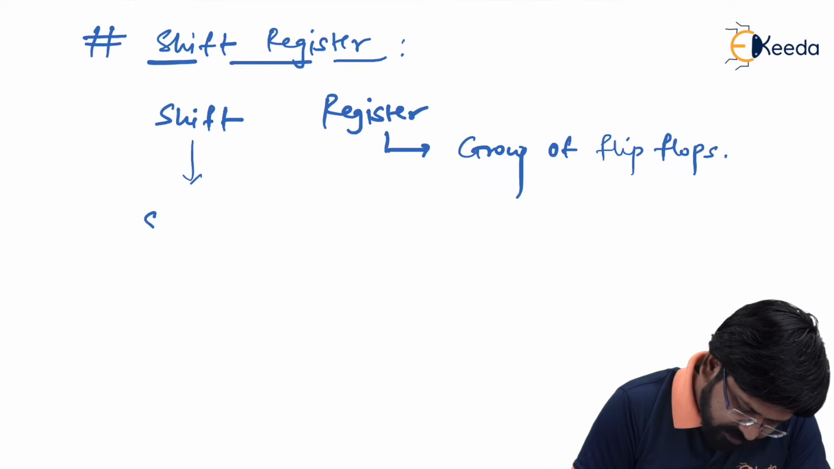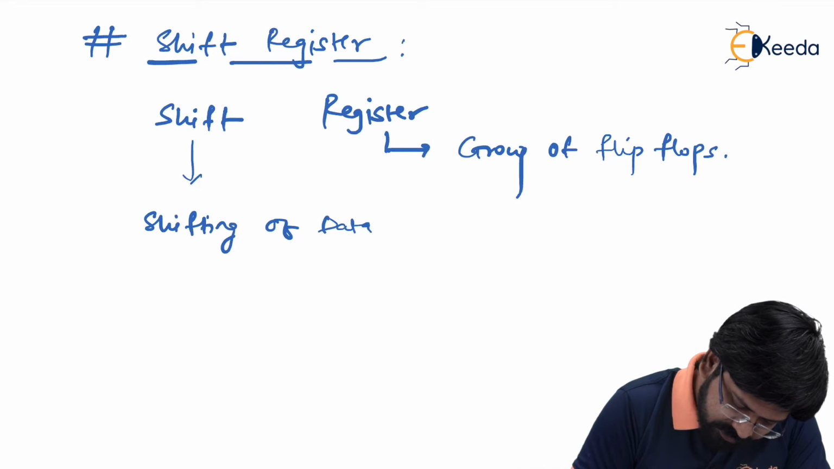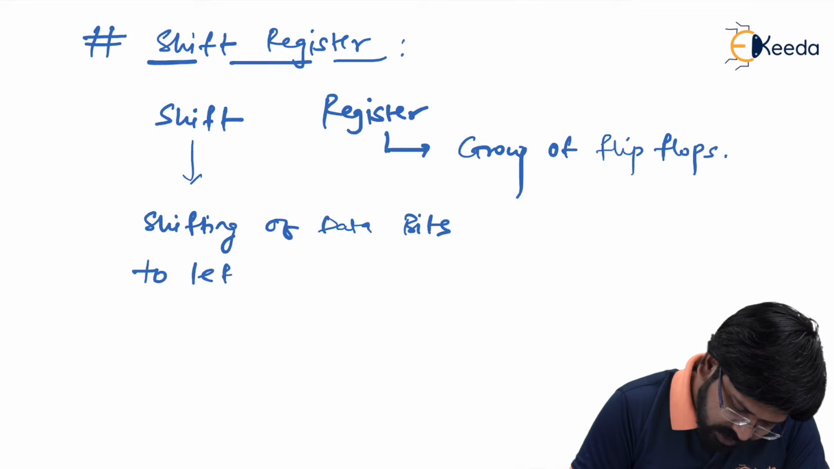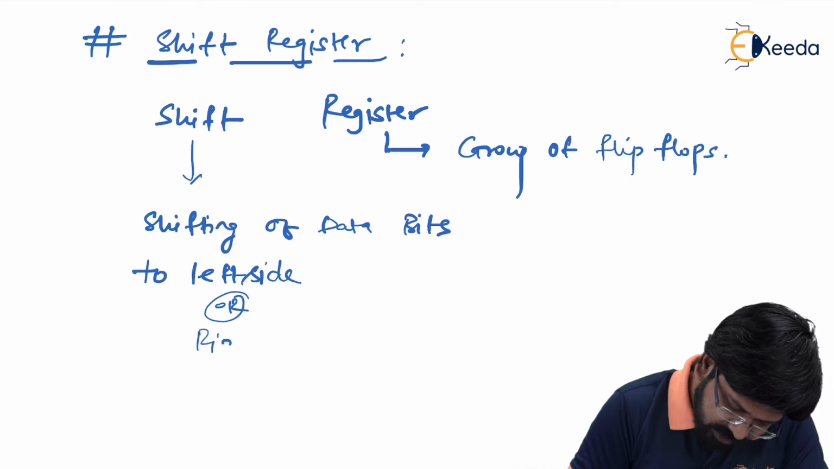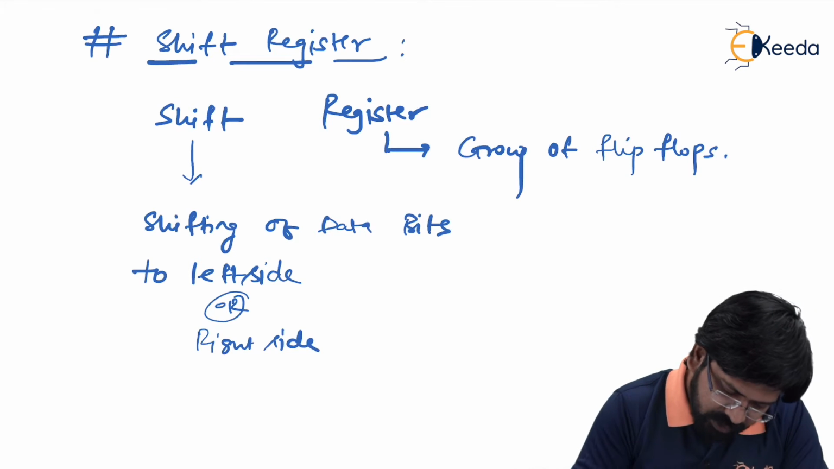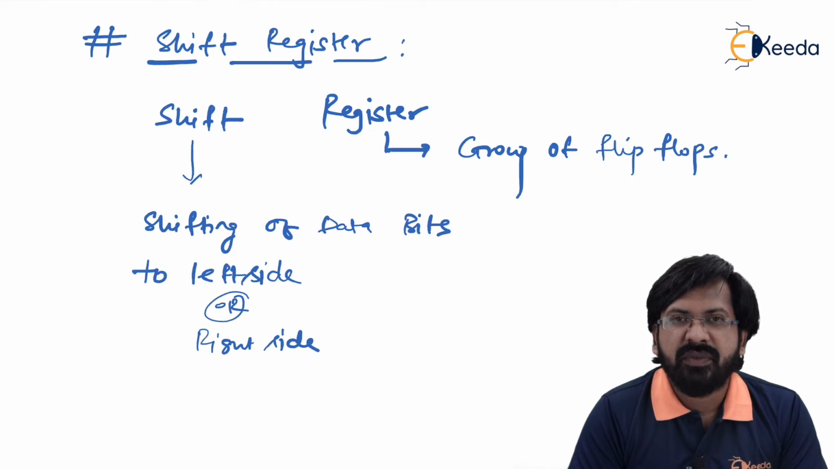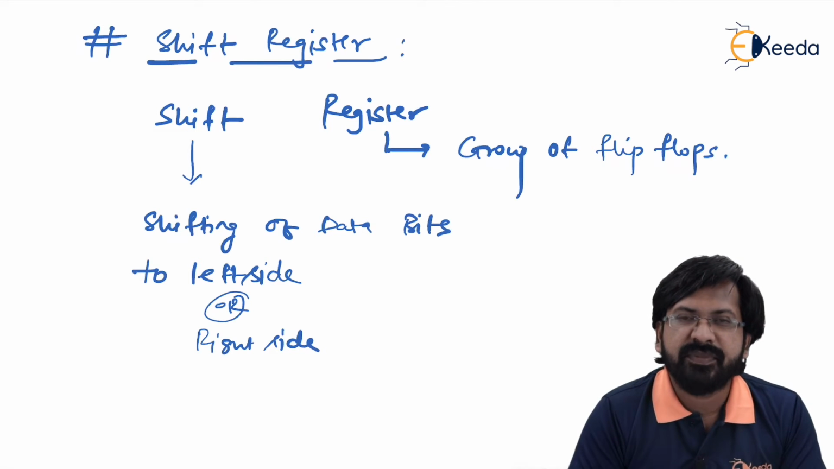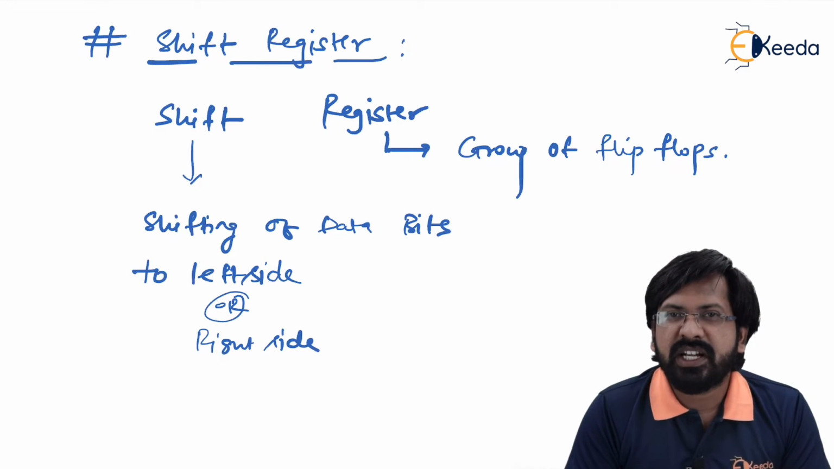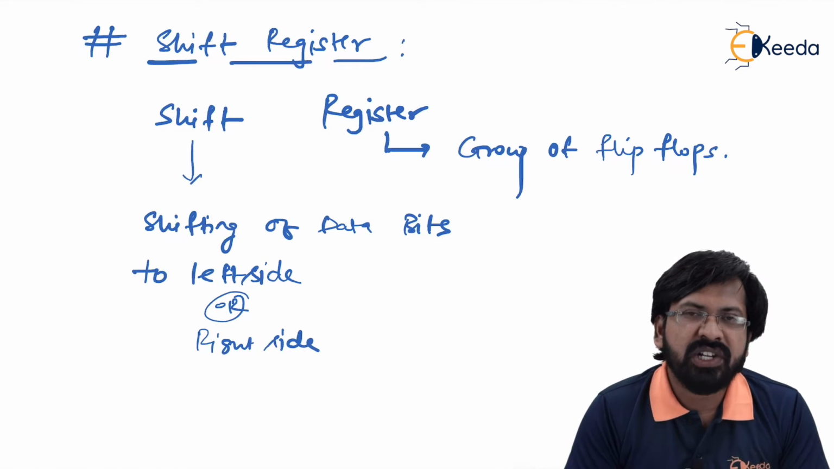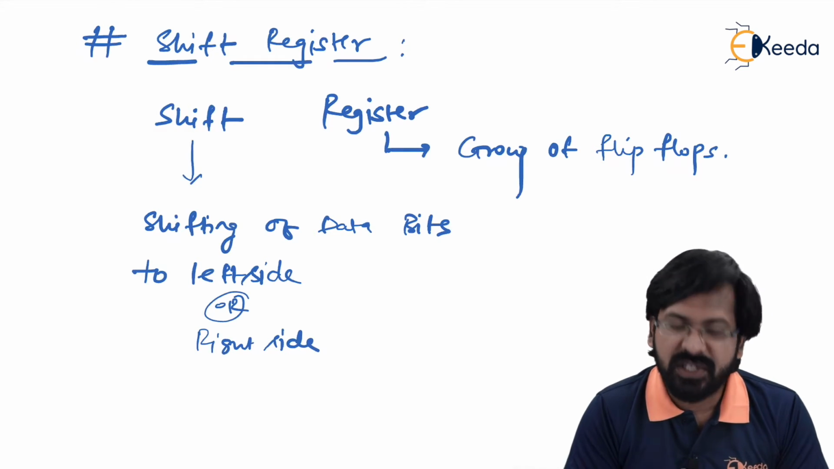So shift indicates shifting of data bits to either the left side or in fact the right side also. So when a particular shift register is shifting data to the left, it is called a left shift register, and when it is shifting the data to the right hand side, then that particular shift register can be considered as a right shift register.